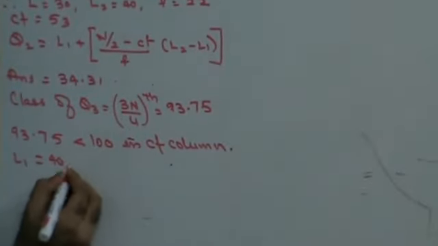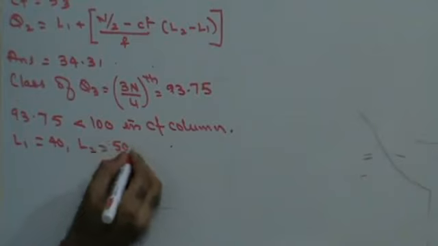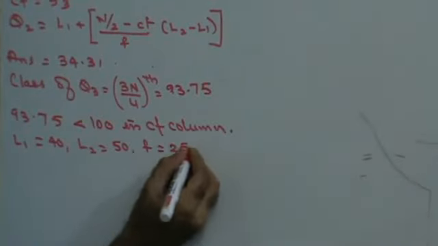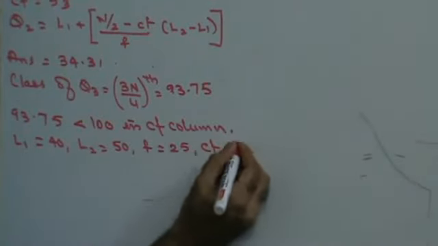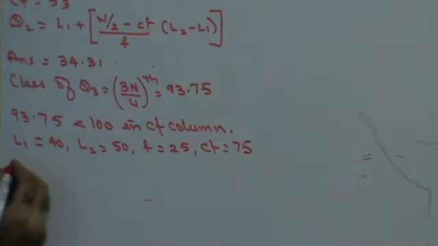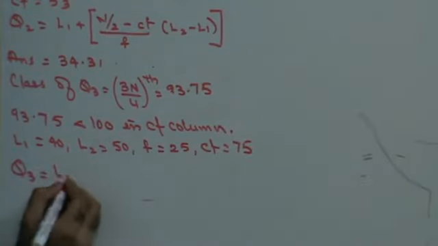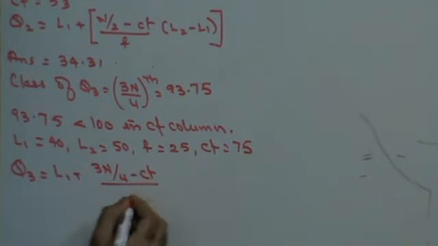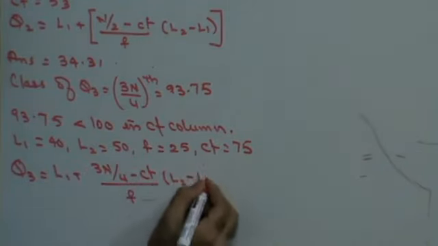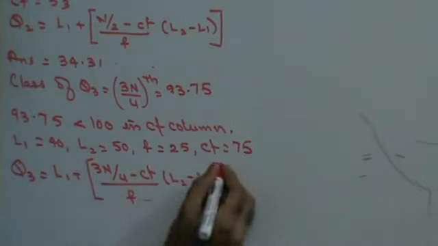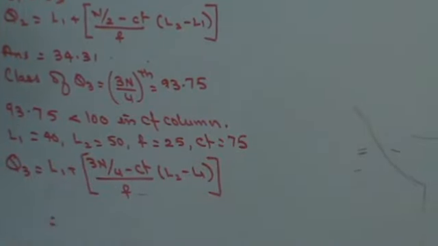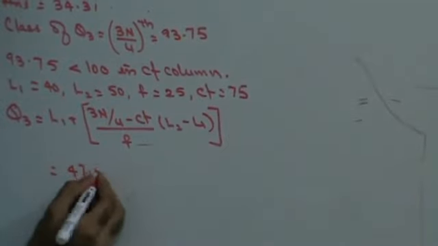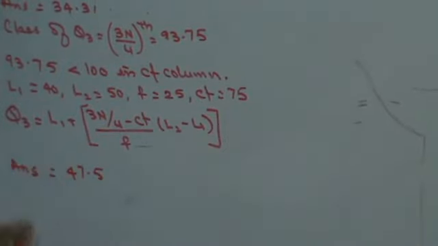In which case L1 is 40, L2 is 50, F is 25, CF is the number in the column above, that's 75. Q3 is L1 plus (3n by 4 minus CF) upon F times (L2 minus L1). When you simplify this, you should get this answer. The answer for Q3 should come to 47.5. That's how you find out Q1, Q2 and Q3.